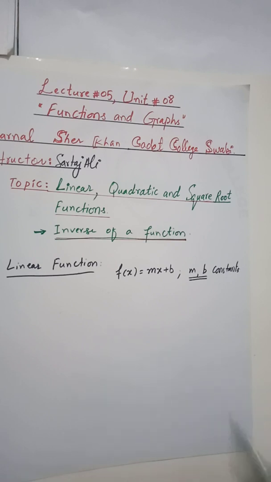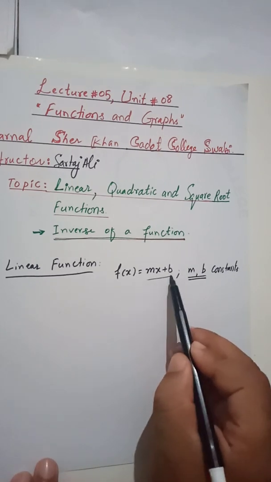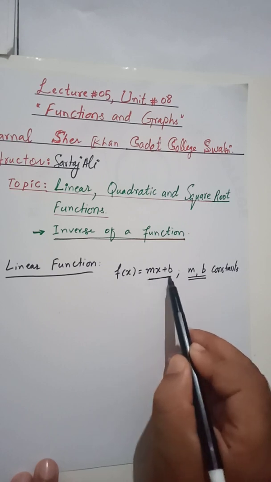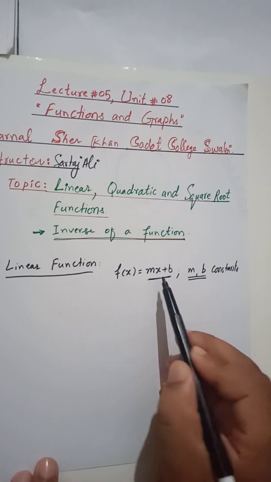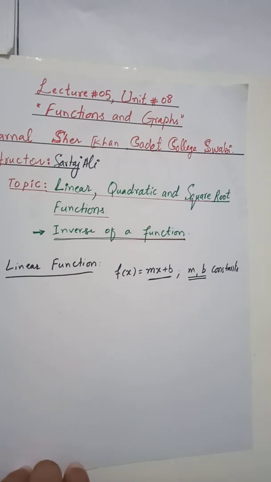If you see the right side of this function, this right side is an algebraic expression in which the highest power of the variable is 1. So you know from the previous classes that when in an expression the highest power of the variable is 1, that expression is a linear expression. In this case this is written in the form of a function, so that's why this is a linear function.